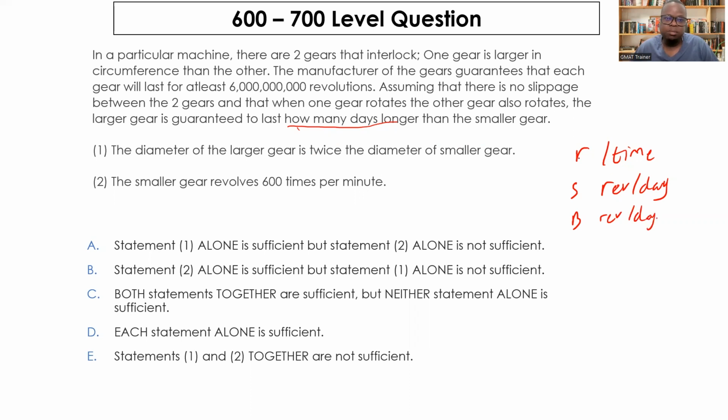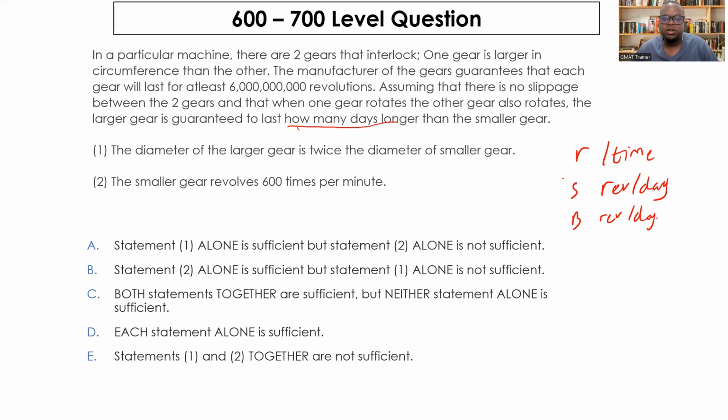Then you see in these 6 billion revolutions, how many days will this be? The 6 billion revolutions for the small one, how many days will it be? Then we can subtract the 2 days and see how many days longer the bigger one will actually last compared to the smaller one. That's just the logic behind this.